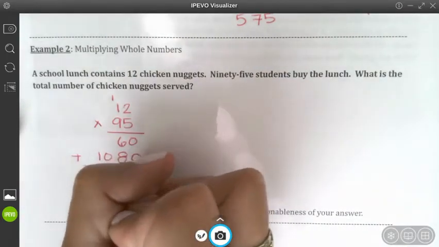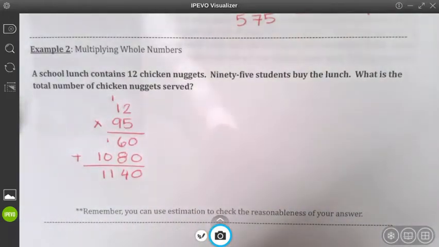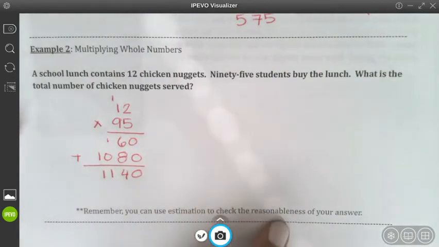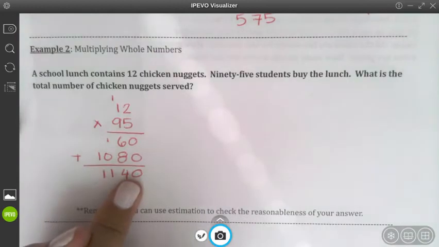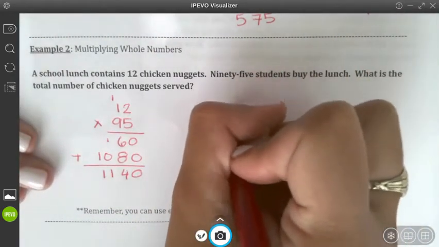And when we add these together, we get 1,140. Now remember, you can use estimation to check the reasonableness of your answer. We want to make sure this actually makes sense. So I'm going to say, let's do a check.